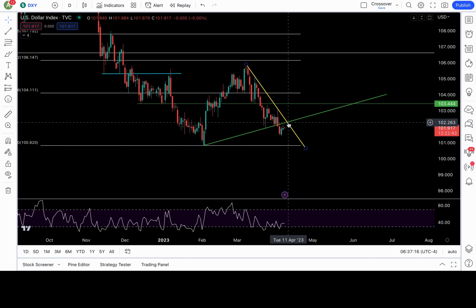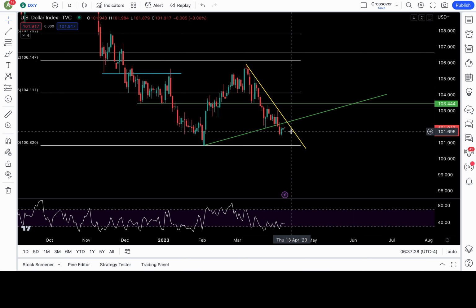Okay? As long as below, overall, as long as below 102.3-ish, below this yellow and green trend line, it's possible that DXY continues to creep a little bit more lower. How low? We don't know, but there is support at 101.4 and 100.8.